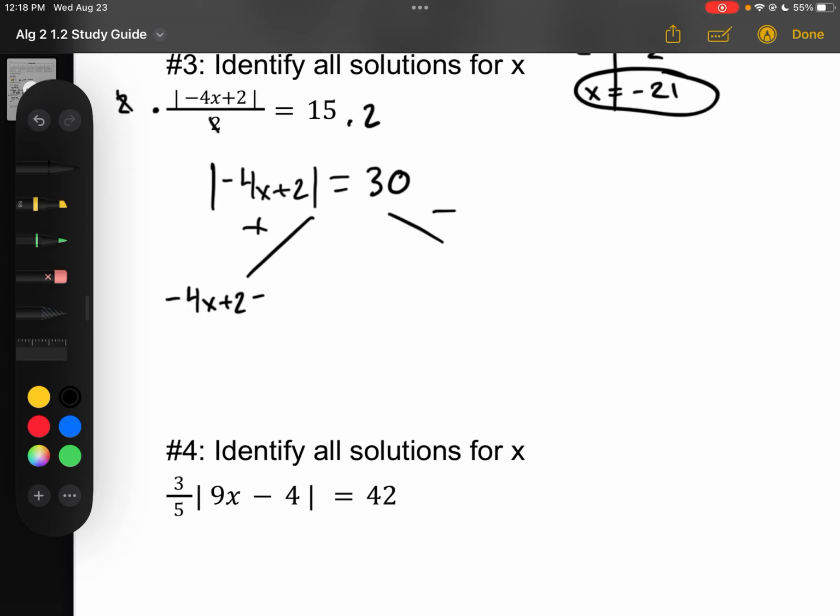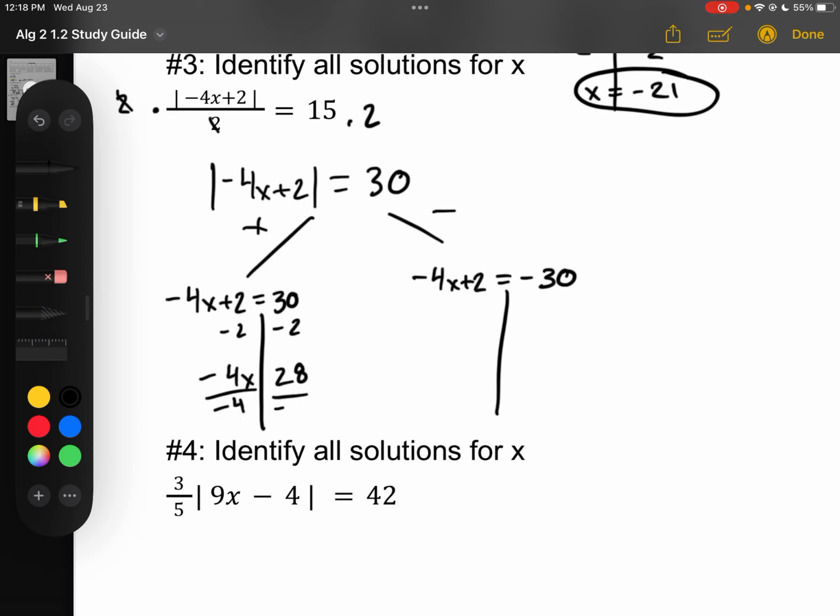So again, positive side does not mean everything is positive, it just means no change. Negative side does not mean everything is negative, it just means one change on one side. And again, from here, simplify. So our first solution is x is equal to negative 7. And our second solution is x is equal to positive 8.